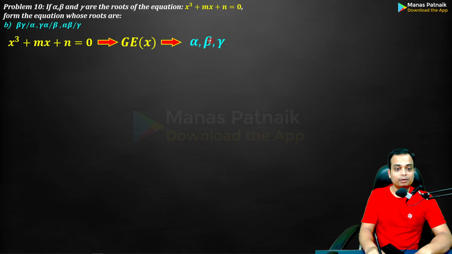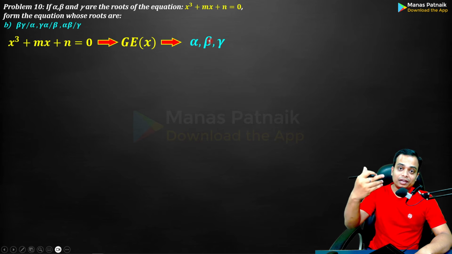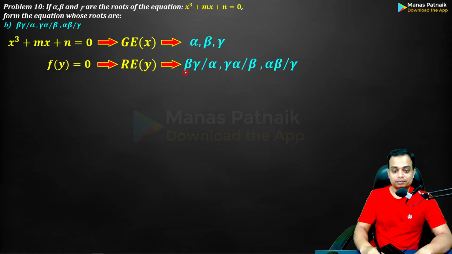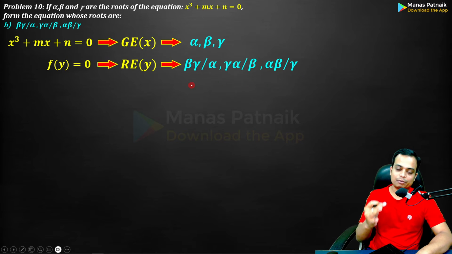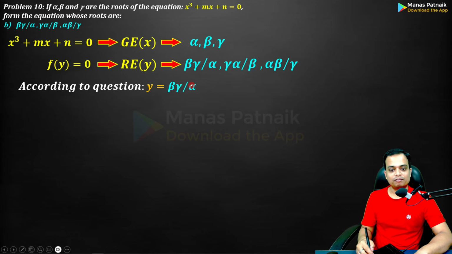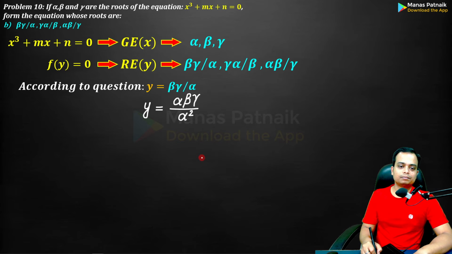Again, this is what we've been given. What we are required to find is this equation, which has got these pair of roots. How to approach? Same approach. Y is equal to beta gamma over alpha. Okay, sir. And then we are going to multiply and divide both by alpha. Let me do that. When you do that, this is what you call the product of the roots.